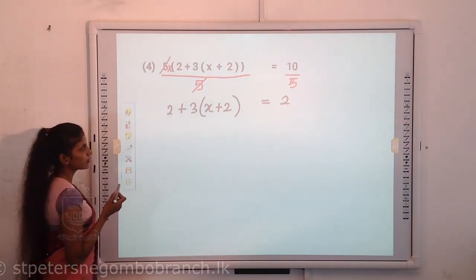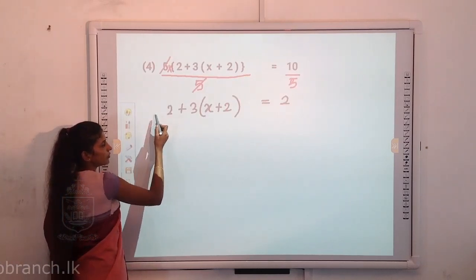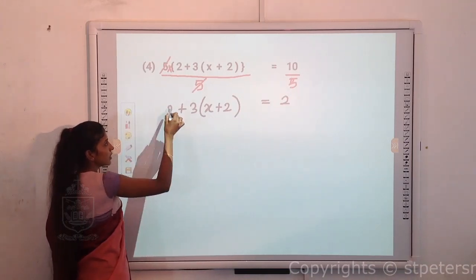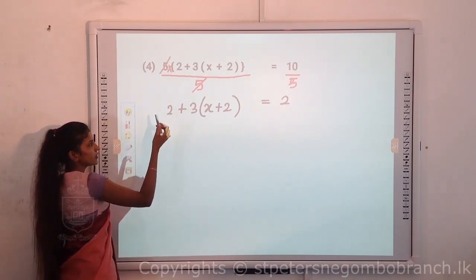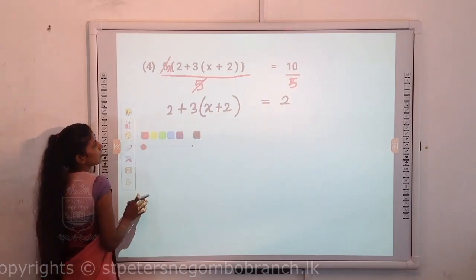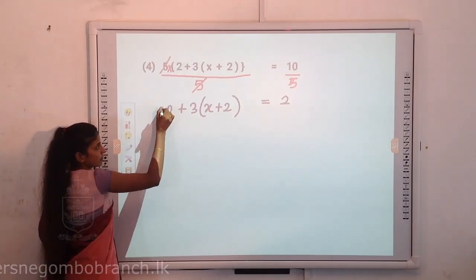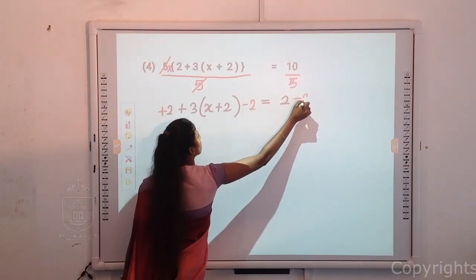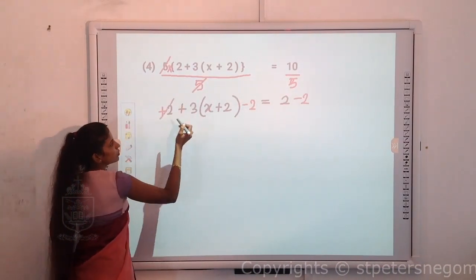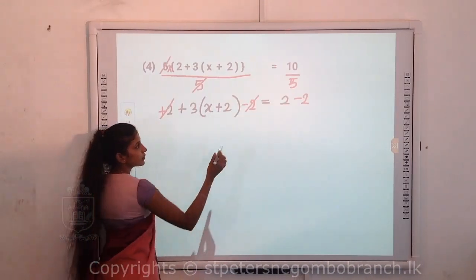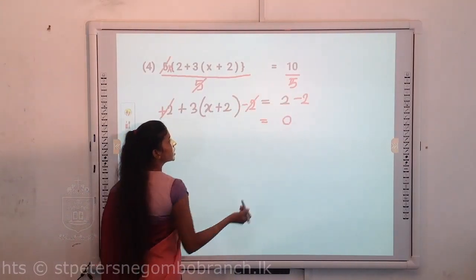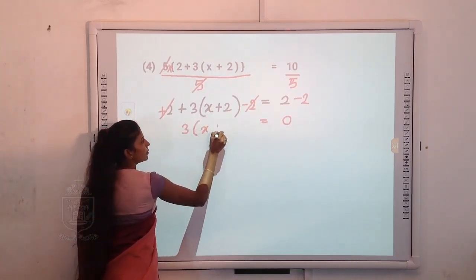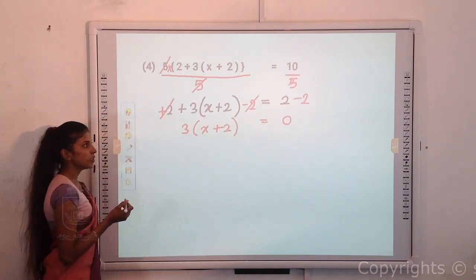So our next step is to cancel this number first. This is an expression linked with this 3, so we can't cancel this at first. So you have to remove the 2 from this side. It is plus 2 here, so the opposite of plus 2 is minus 2. The 2 cancels. What will happen? 2 minus 2, the answer will be 0. And what is remaining here? 3 times x plus 2.